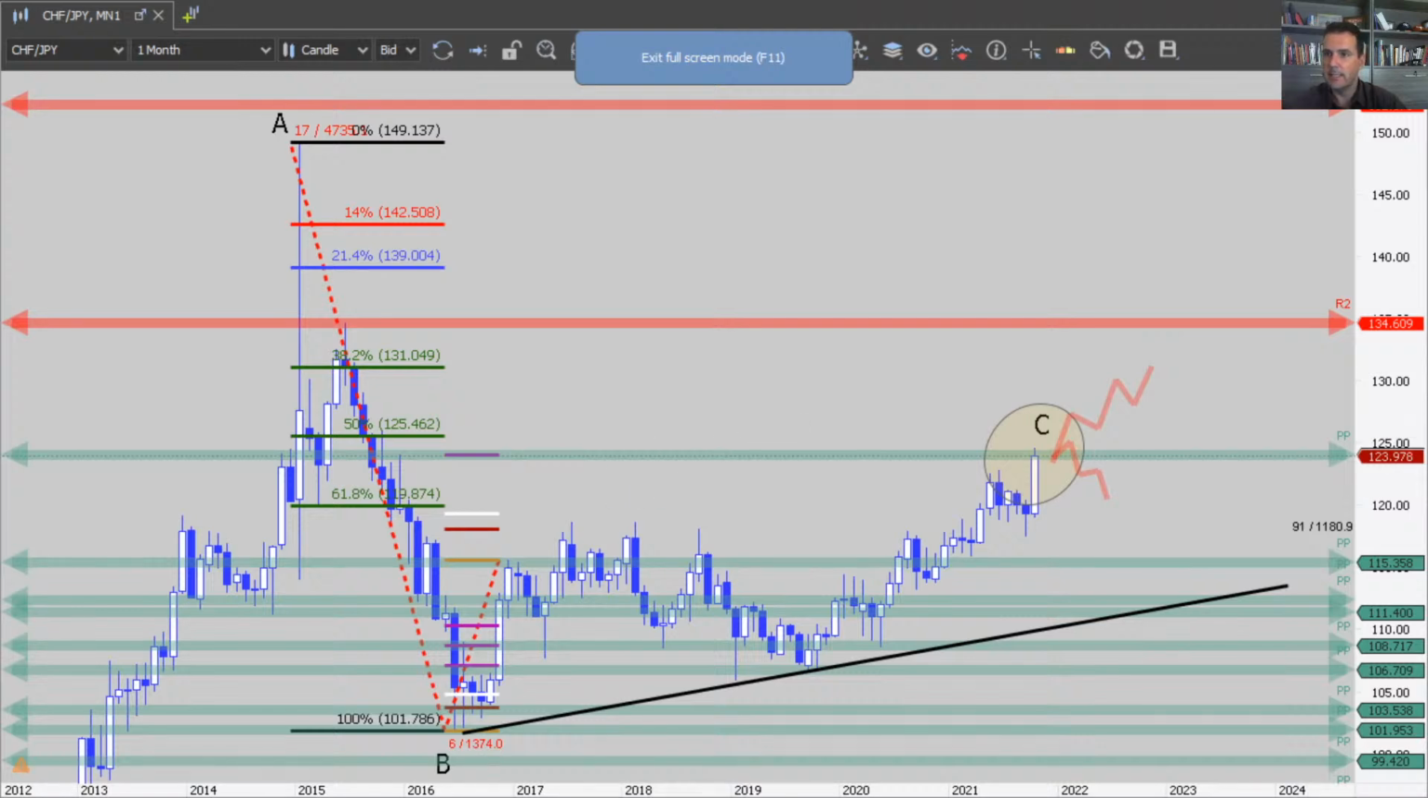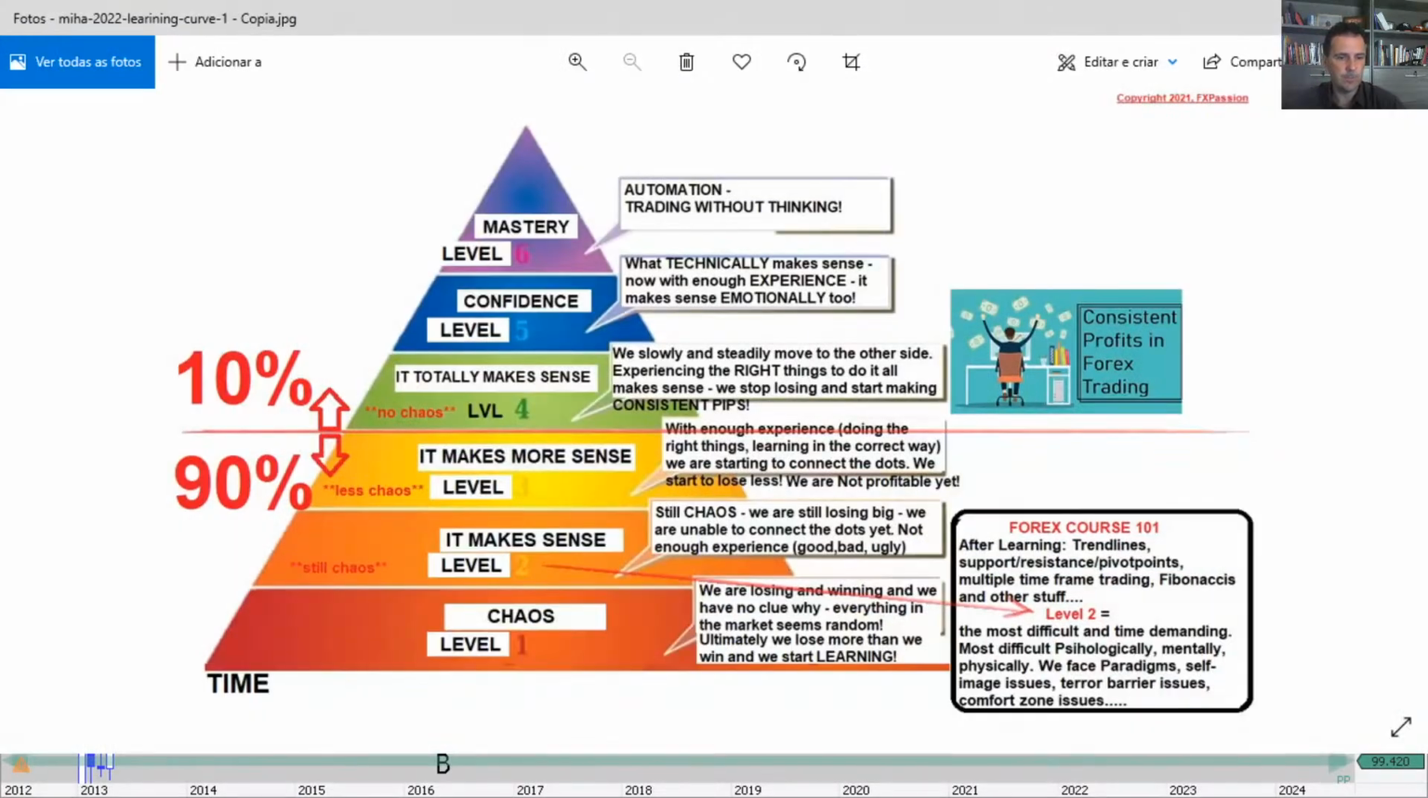And let me show you something. I'm not sure if I showed you this picture. Give me a second, everybody, I need to find it here. Psychology. There you go.